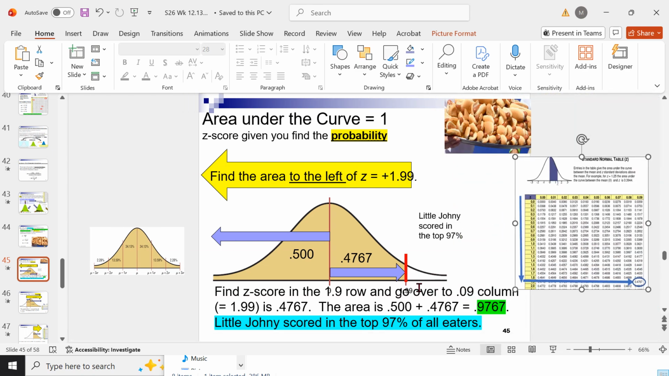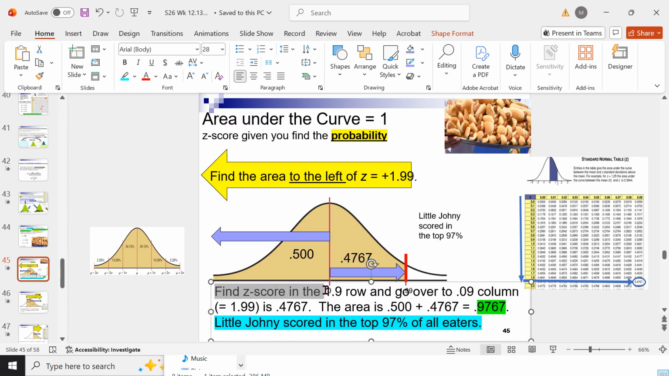Now remember, this is where little Johnny is. He ate 9.5 hot dogs. Everyone else ate 3.5. This is where little Johnny is in comparison to everybody else. So where is little Johnny? Well, this is 47.67%. We already calculated that, right? But this area here, that's 50%. We know that. So little Johnny is in the top 97 percentile of eating hot dogs at his family reunion.